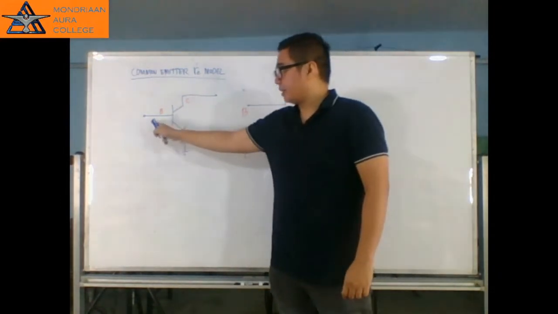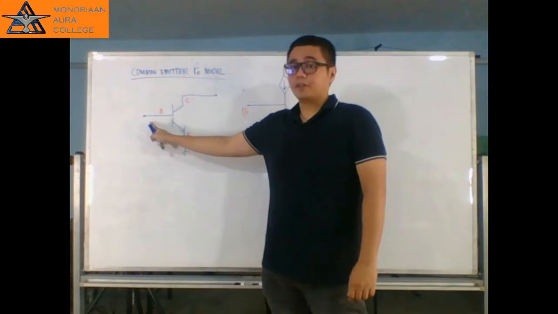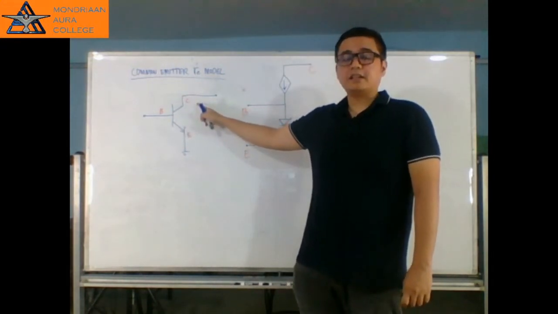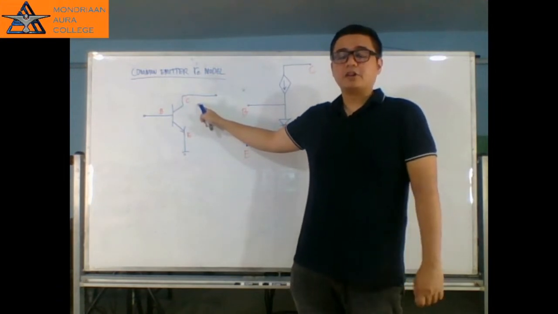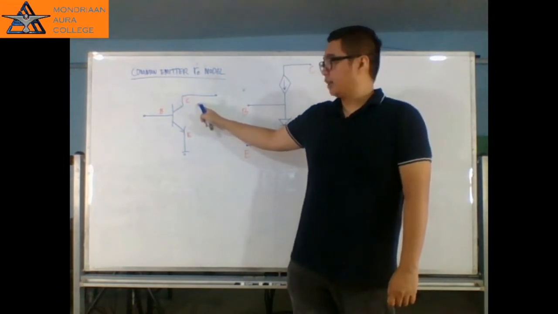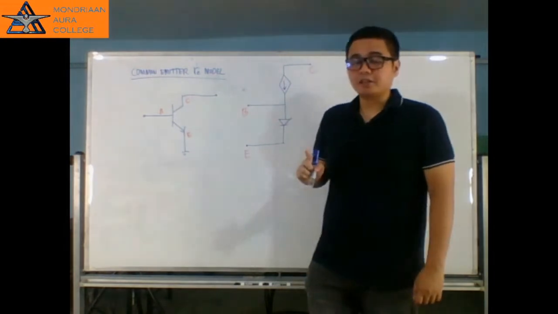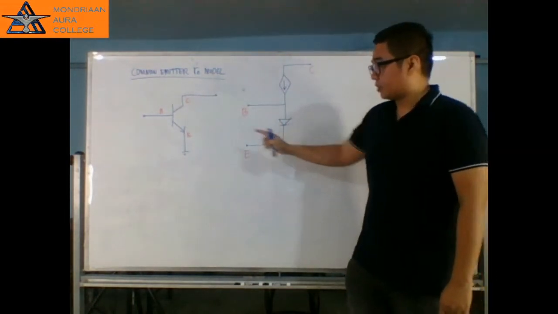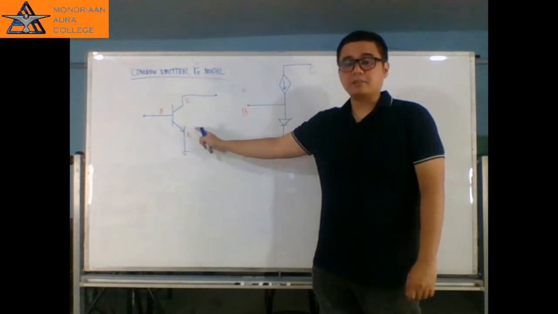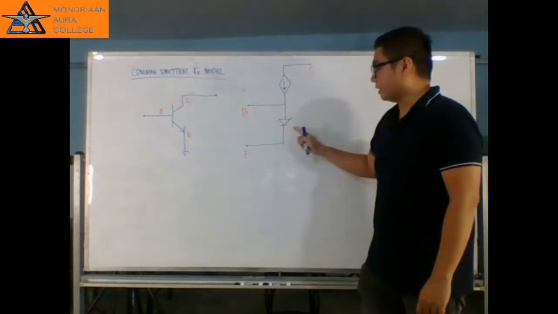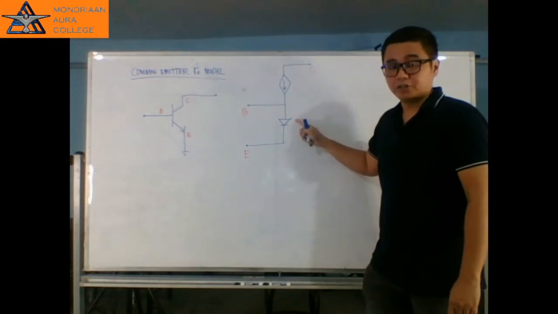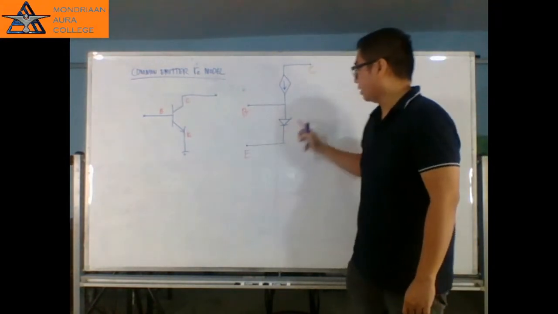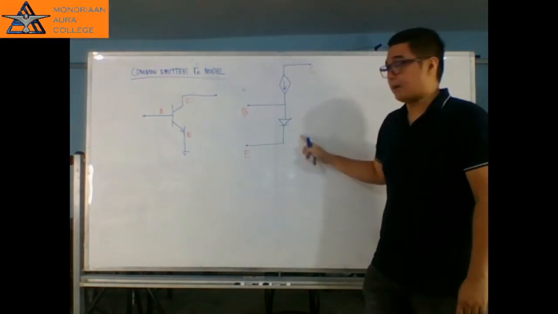The base terminal is the input terminal of the common emitter configuration, and the collector terminal is the output terminal of your common emitter configuration. The base and emitter junctions can be represented by a single diode. As you notice here, ang arrow ng ating emitter ay palabas. That's why ang diode natin ay pointing downward. So parang palabas din siya. No? So this is pointing outwards or pababa. Ito, this is also pointing outwards or pababa rin.